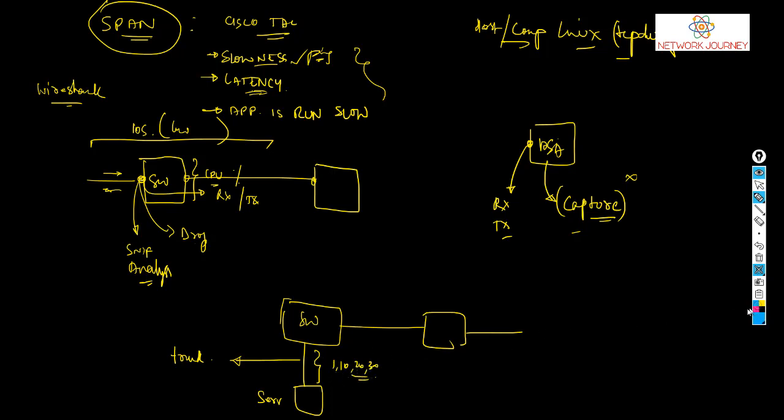How are you going to say that VLAN 30 is taking a lot of bandwidth here? You don't have any proof to prove that, right? And move this VLAN 30 somewhere else. So SPAN comes in handy in this kind of troubleshooting scenario.